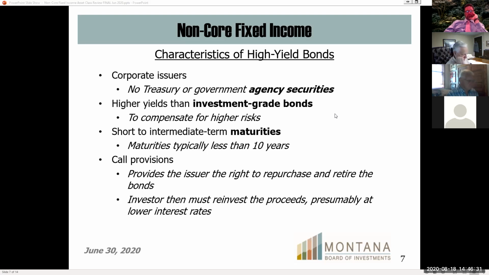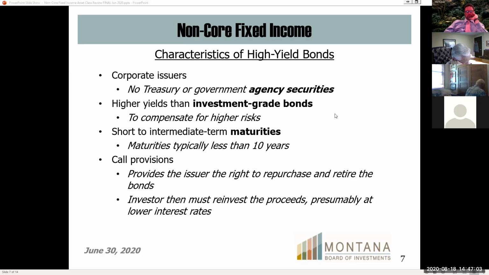Some of the characteristics of high yield bonds. The US high yield bond market is only corporate bonds. There are no treasury or agency securities. High yield bonds have higher yields, as reflected by their name, than investment grade bonds to compensate for higher credit risk. They have short to intermediate term maturities.